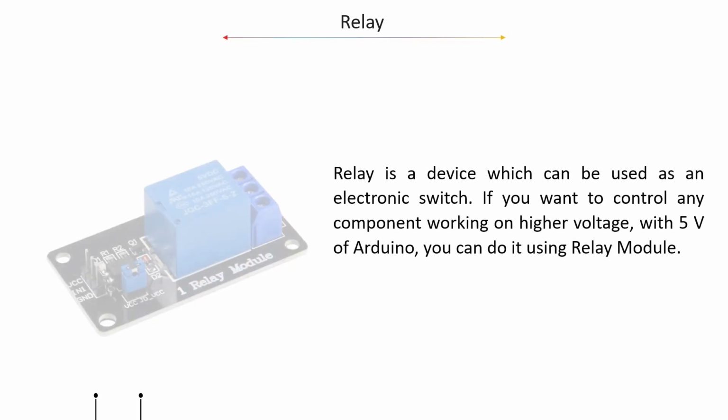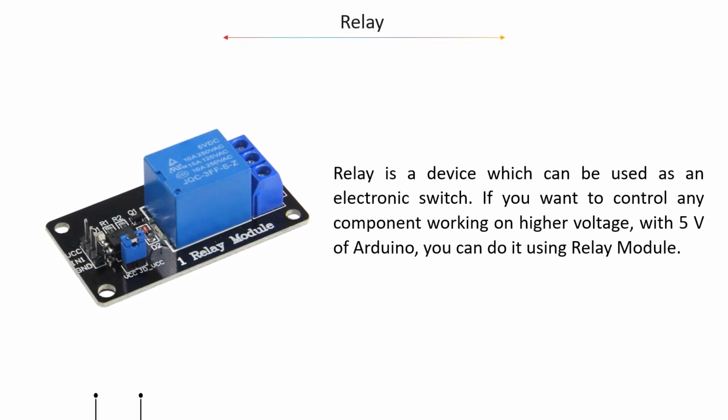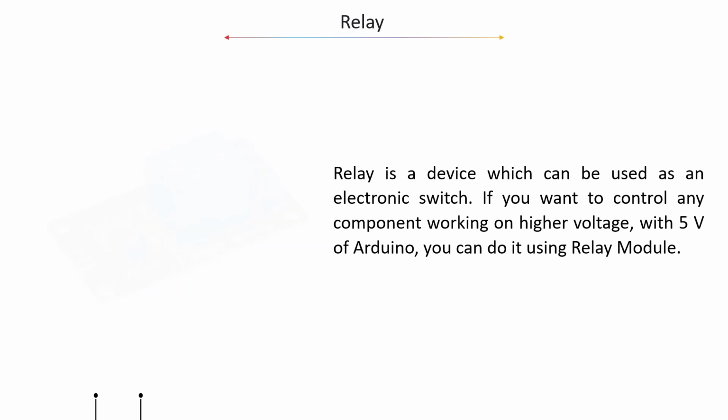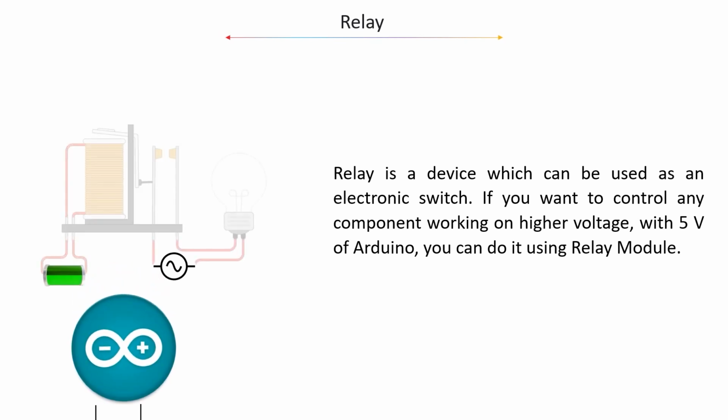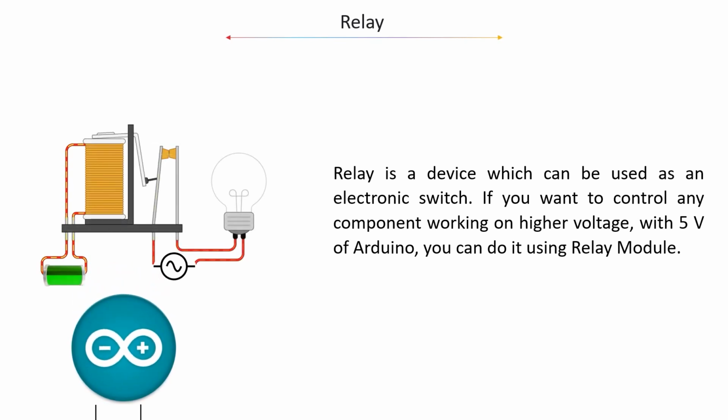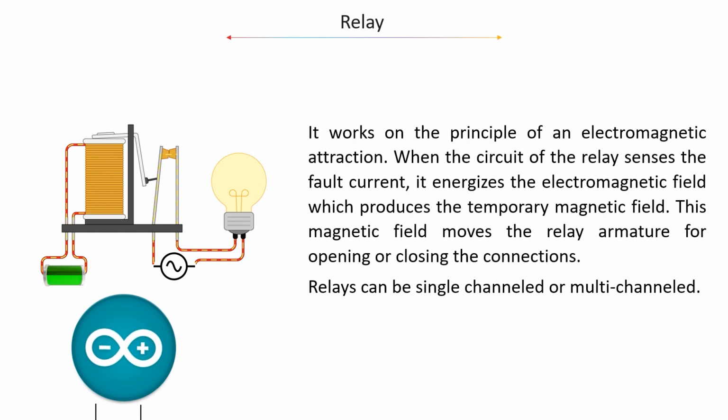Relay. Relay is a device which can be used as an electronic switch. If you want to control any component working on a higher voltage with 5 volt of Arduino, you can do it using a relay module. It works on the principle of an electromagnetic attraction.